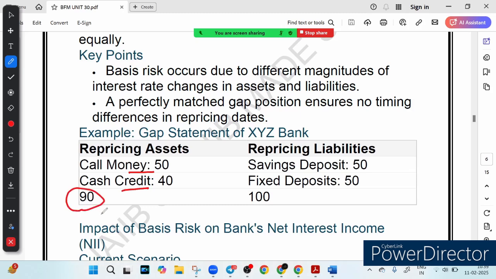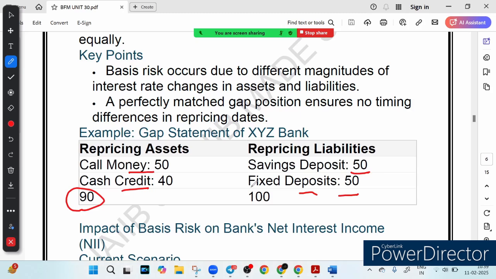And on the liability side, which is repricing, means this can be priced again and again. So it has saving deposit of 50 crore and fixed deposit of also 50 crore, right? Because you know that when interest rate will change, then this also will change. So overall it adds up to 100 crore. So both asset and liability are repriced at the same time, so no mismatch, right?